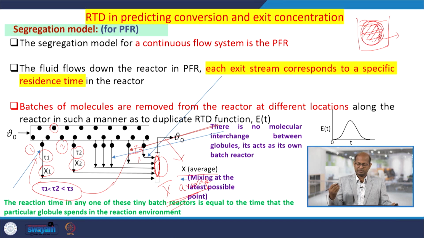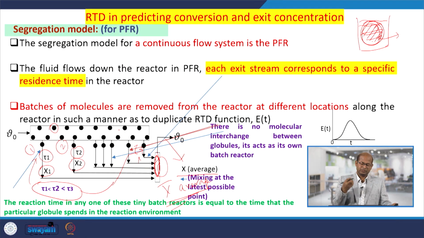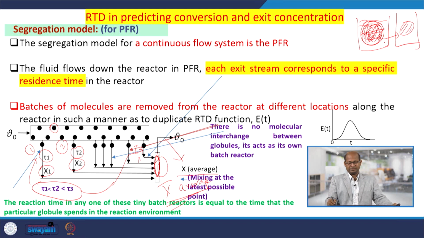Inside these globules, the conversion is taking place, and each individual globule we can consider as a batch reactor inside the plug flow reactor. Each globule acts as an individual batch reactor where the molecules do not interchange with other globules. Therefore, the conversion inside a globule would be the same throughout, but from one globule to another the concentrations and conversions would be different.